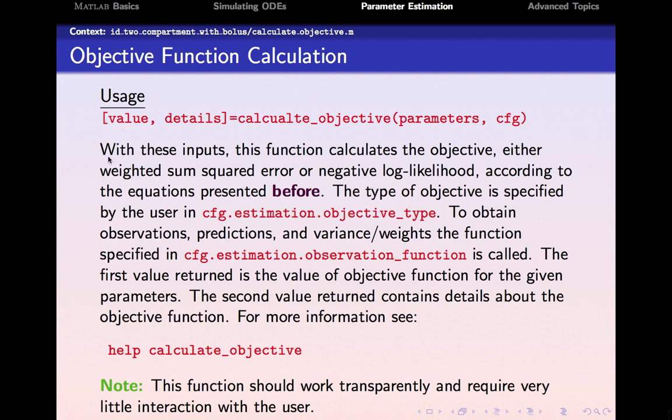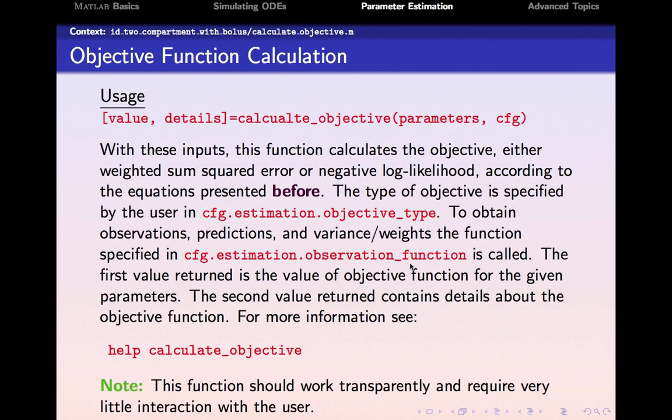With these inputs, the function is going to calculate either the weighted sum squared or the negative log likelihood objective, determined based on how you specify the objective type. To obtain the observations, predictions, variances, and weights, it's going to use the function that you specify as the observation function. Keep in mind, by default, this is the observation_details.m file that you're going to have to create on your own.